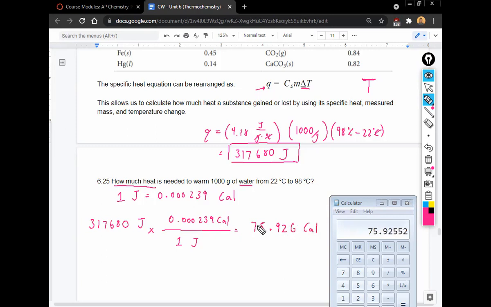And so it's going to take about 75.926 calories. Okay. So the energy that's in about, I think it's like 3 Oreos. About 3 Oreos of calorie energy. That's what it takes to bring water from room temperature up to about boiling. Okay. So that's how much. Yeah, we use a lot of energy.